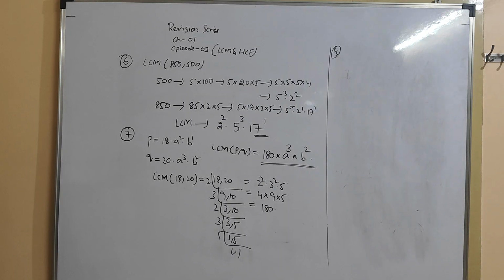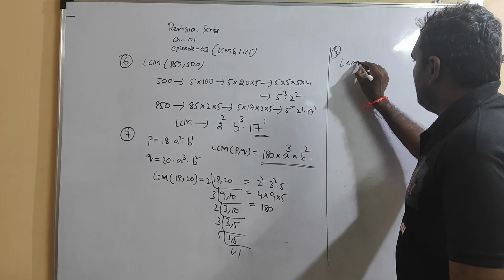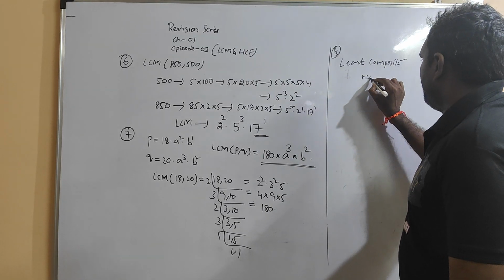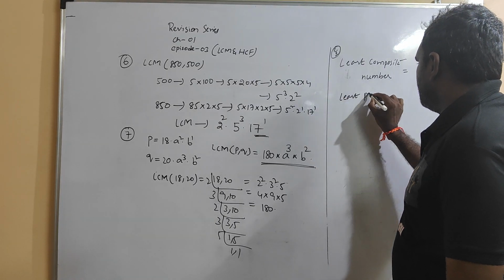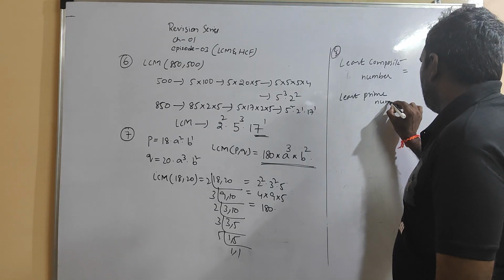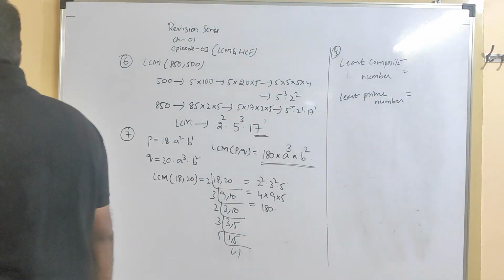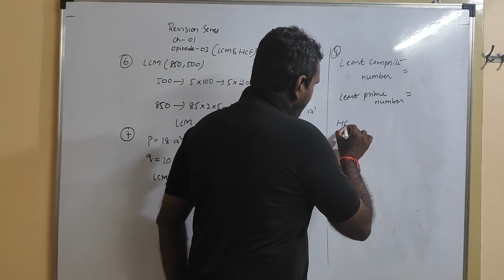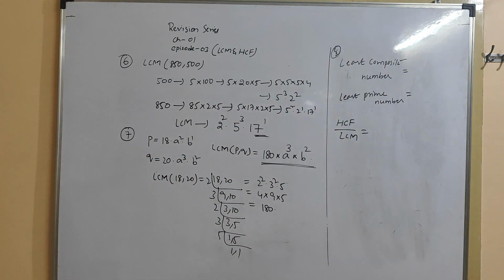Least composite number and least prime number. And what they are asking is, find the ratio of the HCF and LCM. Find the ratio of HCF by LCM of the least composite number and the least prime number.